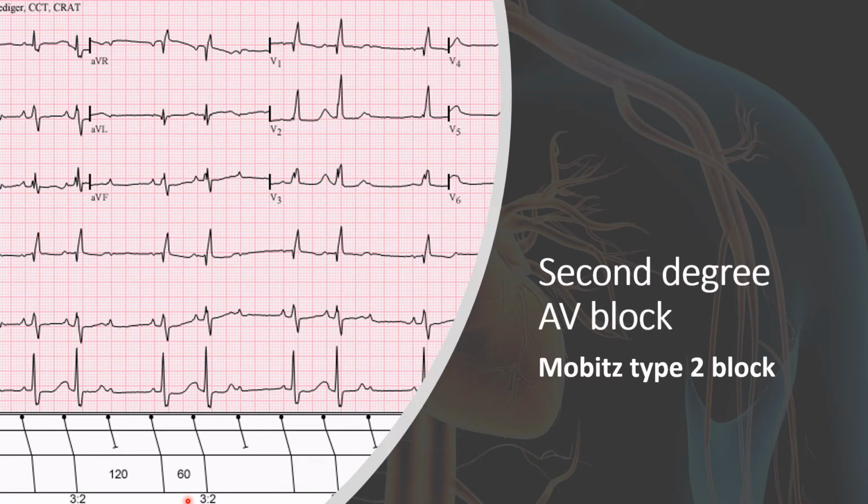Mobitz type 2 second degree AV block is usually indicative of underlying disease of the His-Purkinje system, characterized by episodic and unpredictable failure of the His-Purkinje pathway to conduct the impulse from the atria to the ventricles. The block occurs below the AV node and within the bundle of His or both bundle branches, and is usually an indication for a pacemaker even if the patient is asymptomatic.